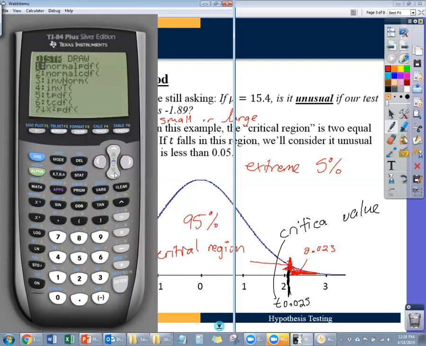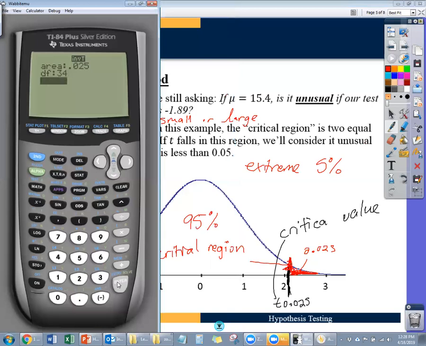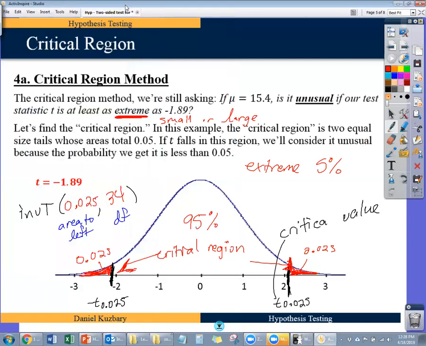So inverse t is under second vars, where our inverse norm is. There's inverse norm. Go down a little bit further. There's inverse t. And my area to the left is 0.025. My degrees of freedom is 34. And I'm going to hit paste, hit enter again, and wait a second, there it is, negative 2.03. That's what it looks like right now, negative 2.03.